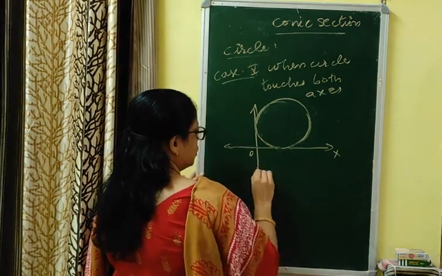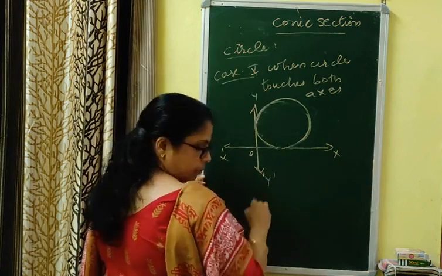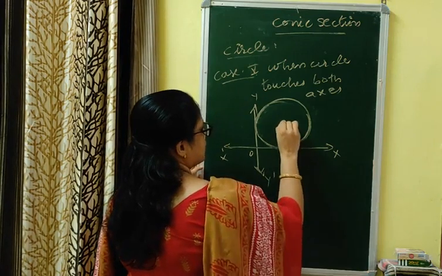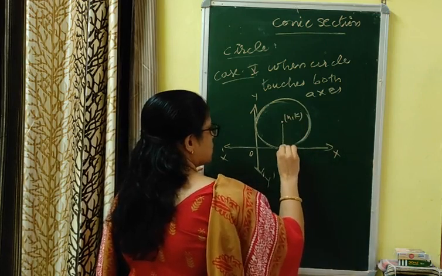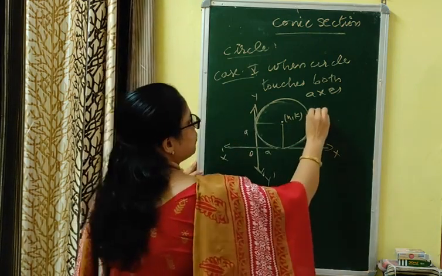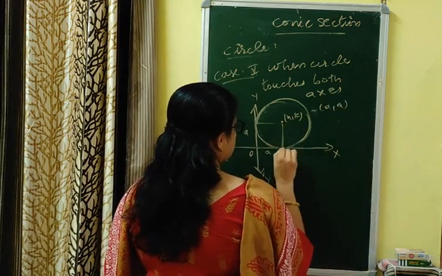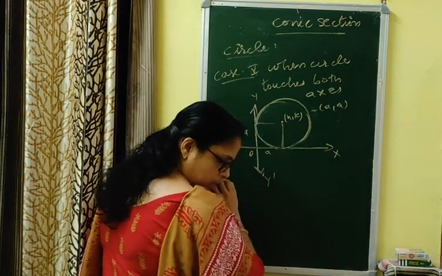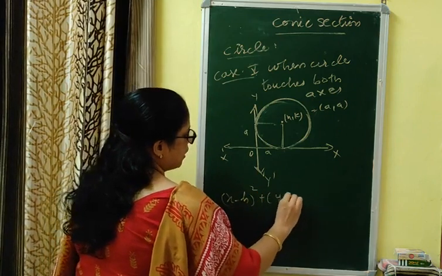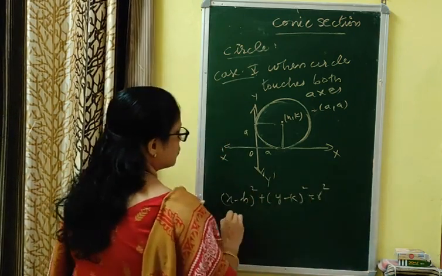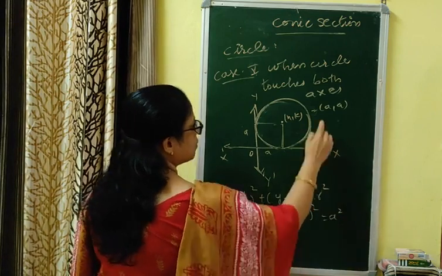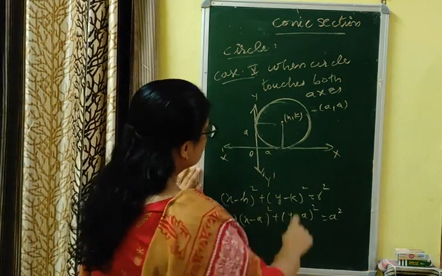Again in the 2D plane, XOX', YOY', suppose the circle is touching both the x-axis and the y-axis. The center is (h, k), and this distance can be considered a, and this can also be considered a. Then (h, k) becomes (a, a). By the central form of the equation of a circle, (x − h)² + (y − k)² = r² becomes (x − a)² + (y − a)². The radius is again a², because this distance is the radius.